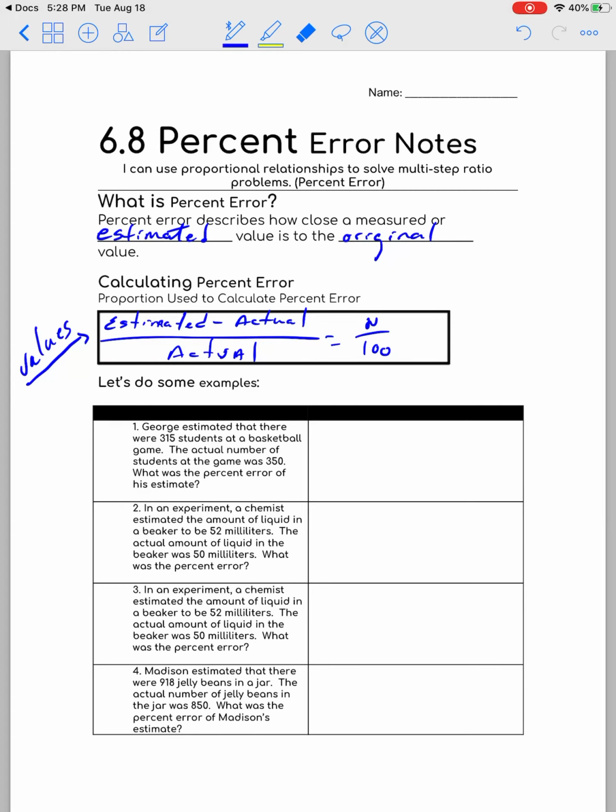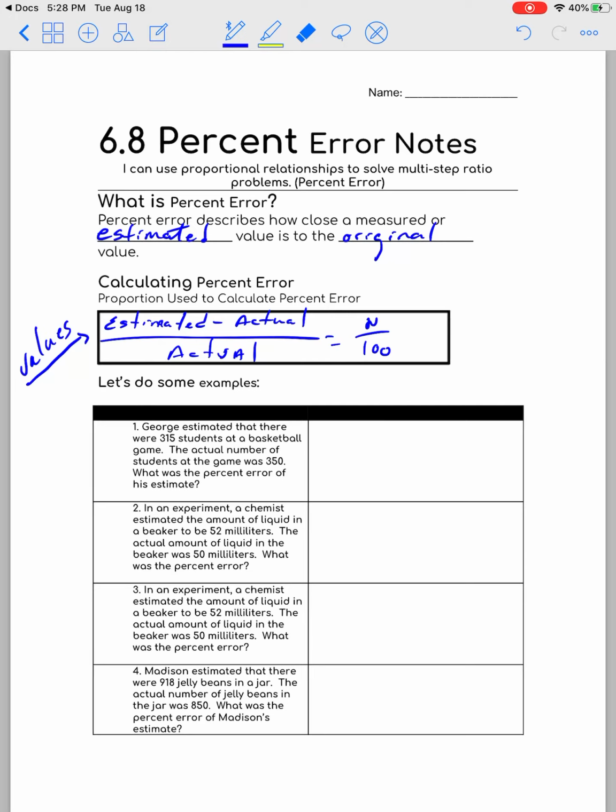Hey folks, today we're going to do 6.8 percent error. This is the last section for Unit 6. Now, what is a percent error? A percent error describes how close a measured or estimated value is to the original value.